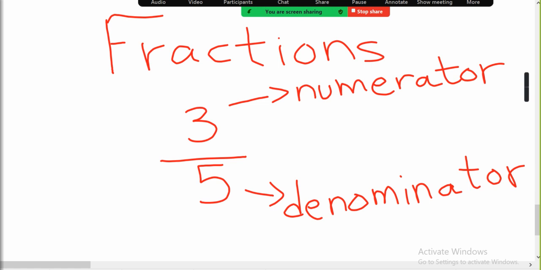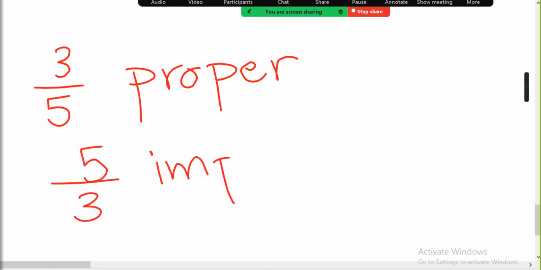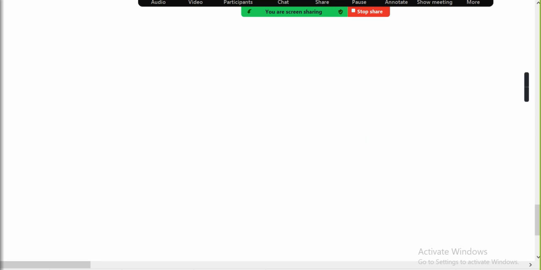Okay. After introducing the words numerator and denominator, the second thing you will tell them is that the denominator is always greater than its numerator. When the denominator is greater, it is called a proper fraction. When the denominator is not greater, for example, it is 3 and it is 5, it is an improper fraction. Right? So, in a proper fraction, the denominator should always be greater than its numerator.